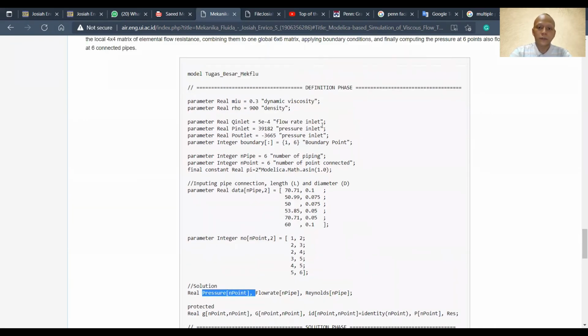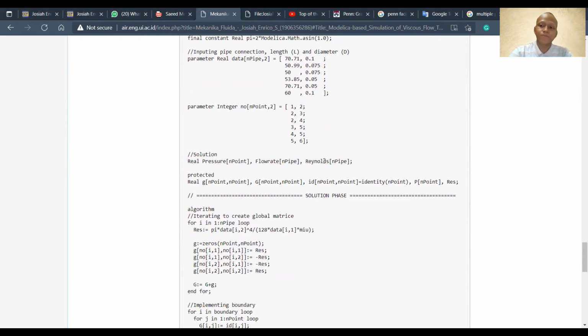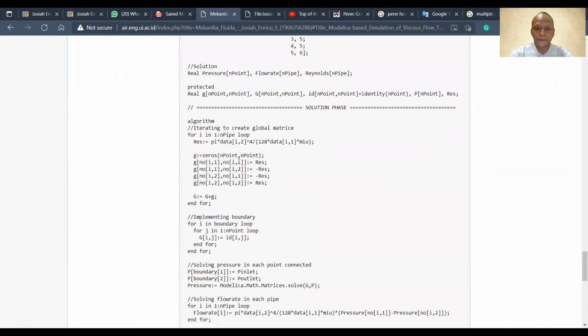And also we already put the key inlet right here. This one will be used for the verification part at the end. So that's the definition phase. The solution phase starts right here.